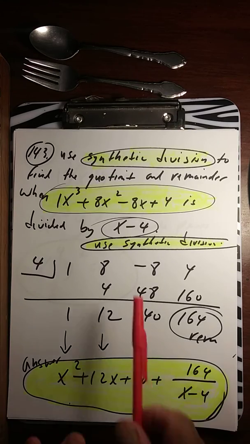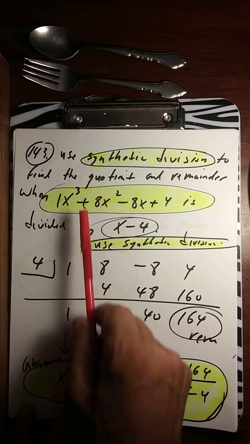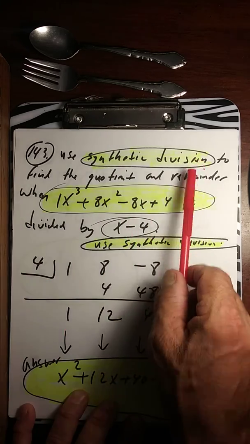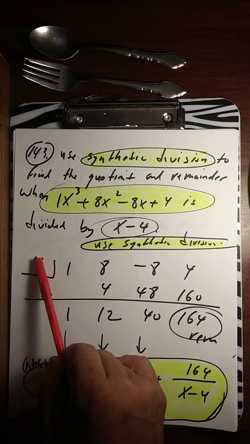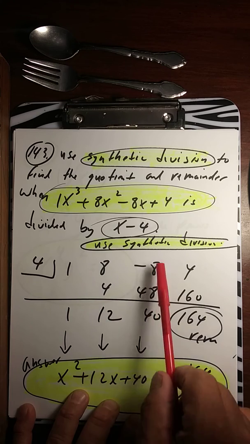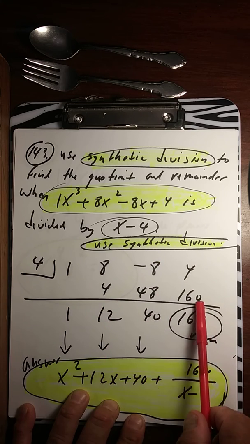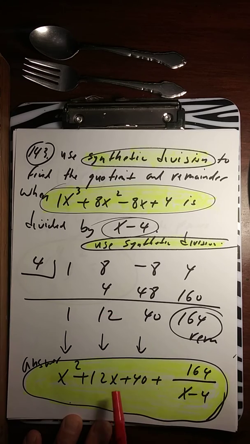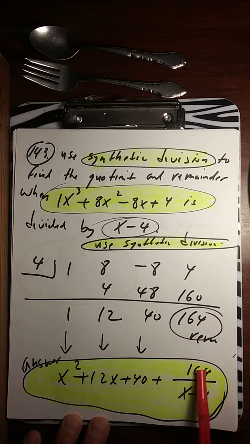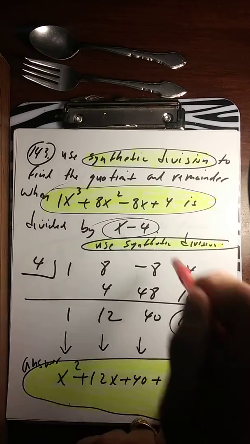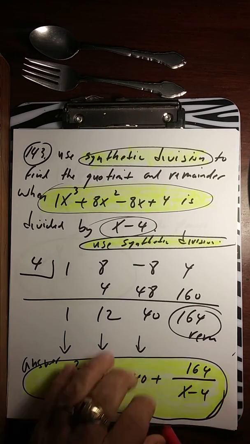Use synthetic division to find the quotient and remainder. So here's a problem. Write it down. 1, 8, minus 8, 4. 4 goes in here, opposite of that. So now 1 goes here. 4 times 1 is 4. 12. That times 4 is 48. 40. That times that is 160. That's 164 remainder. So it's going to be x squared plus 12x plus 40. And the remainder is what? 164 divided by, what was it? X minus 4 right there. There's the answer.